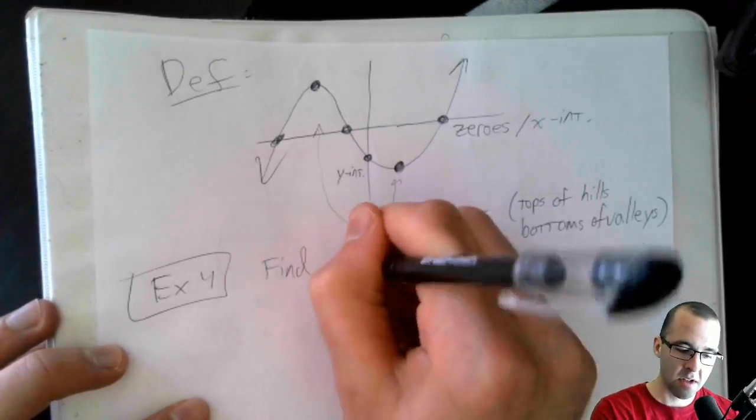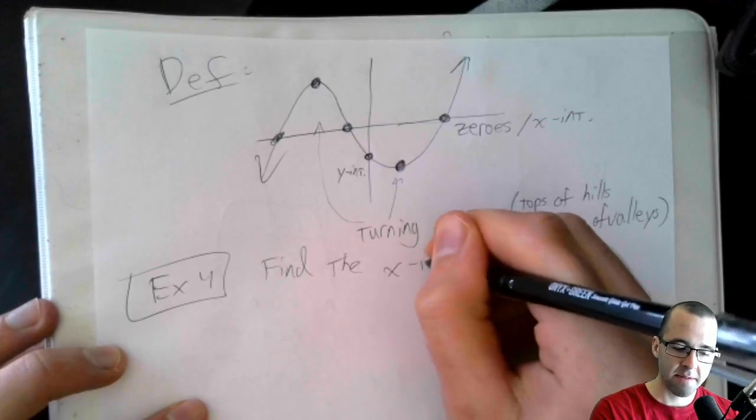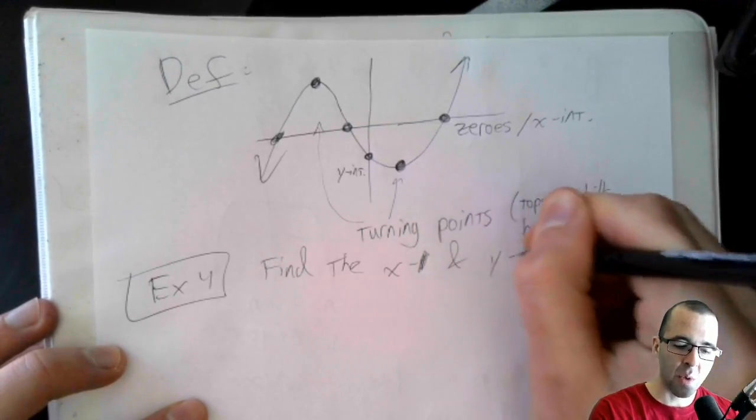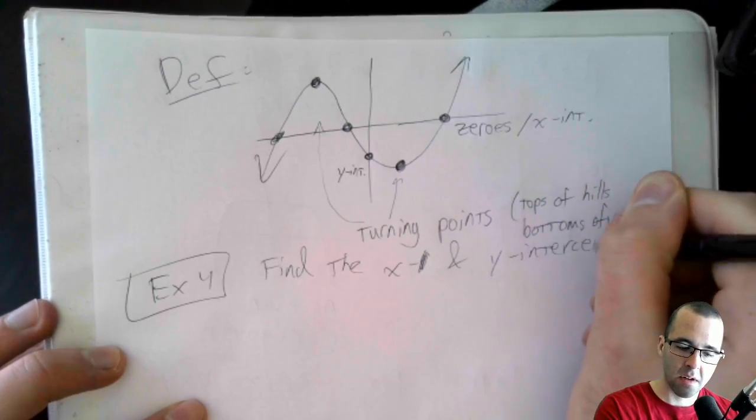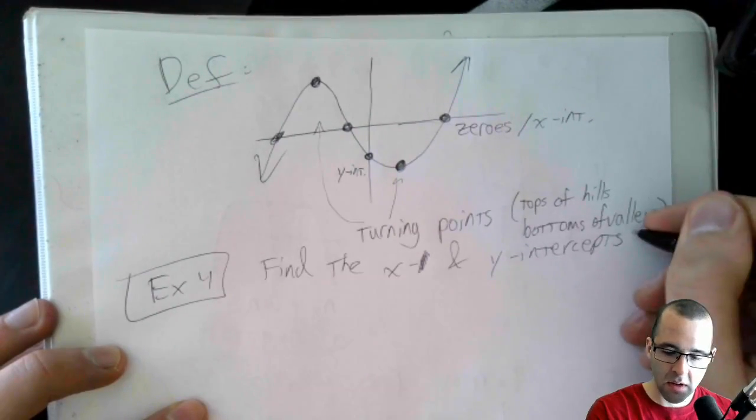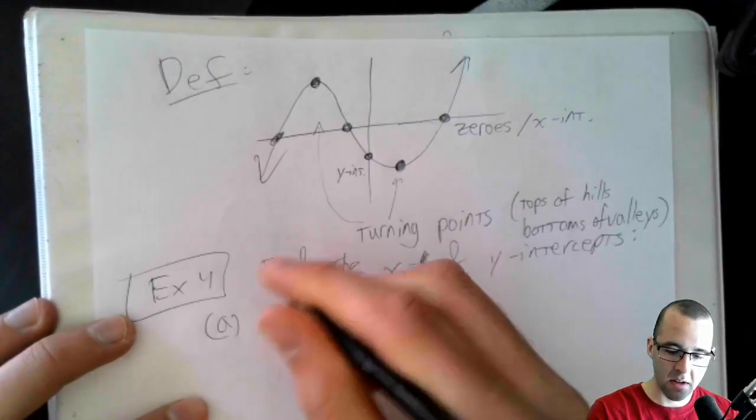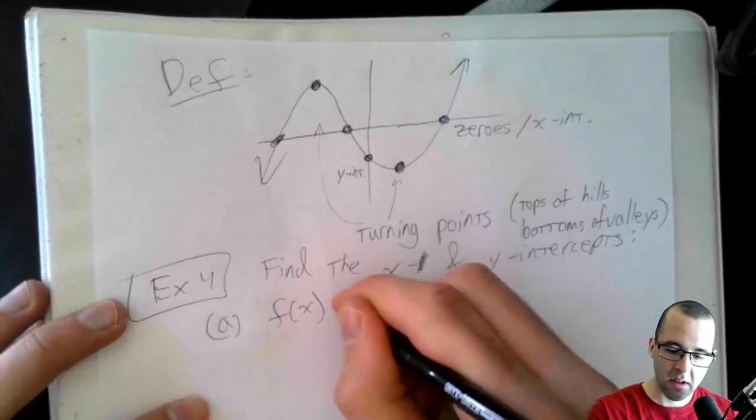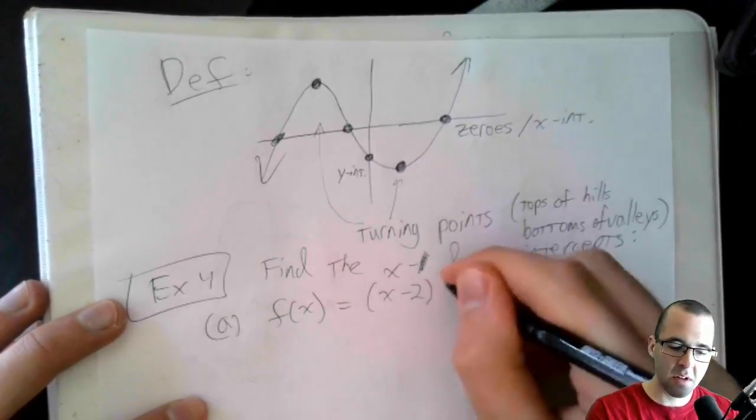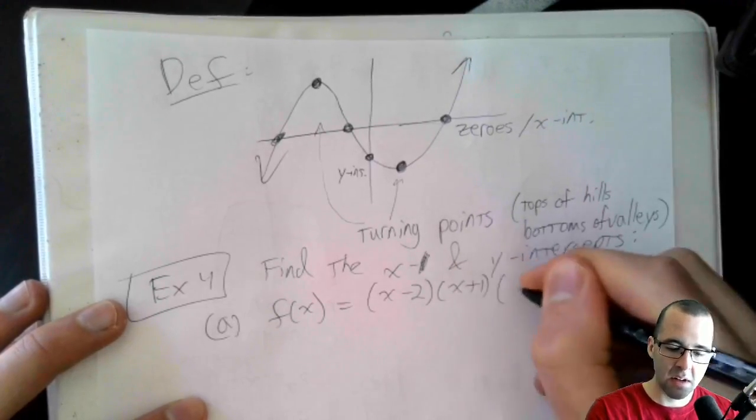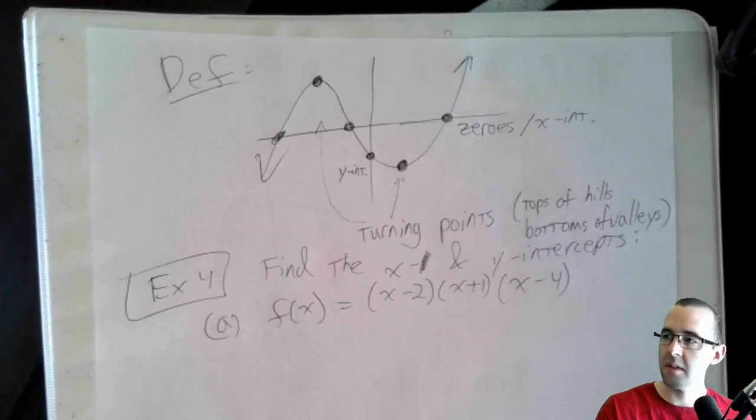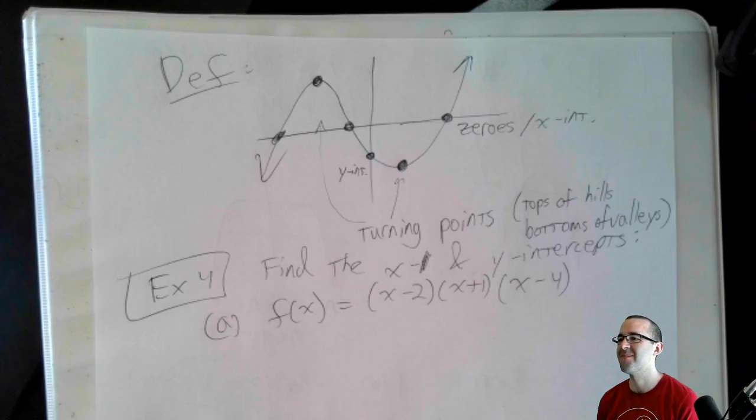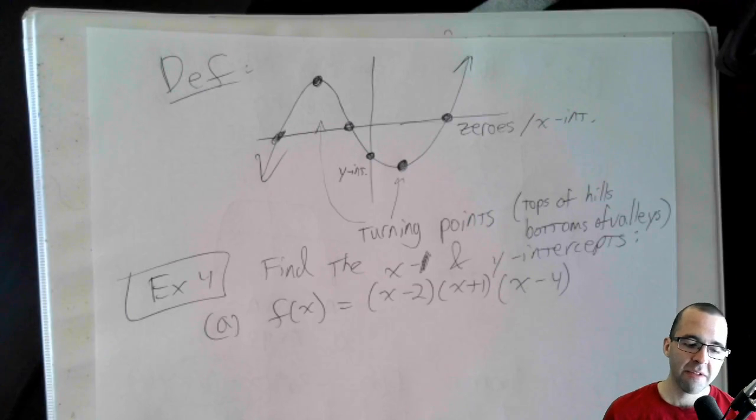Find the x and y intercepts. Part A. f(x) equals (x minus 2) times (x plus 1) times (x minus 4). How do we find the x-intercepts? How do we find the y-intercepts?